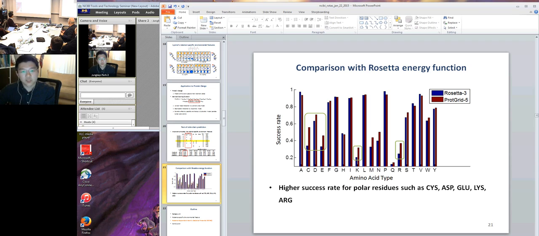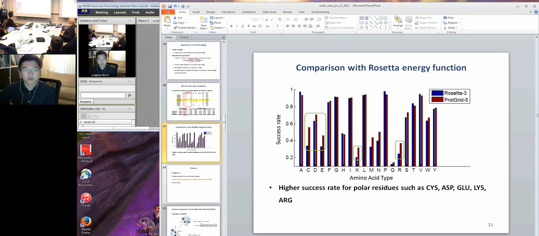So this is only for the protein design problem, and the second part of my presentation is about the general protein structure prediction problem. The second part of the ROTAS potential also improves the accuracy of modeling the core residues as well as the surface residues.